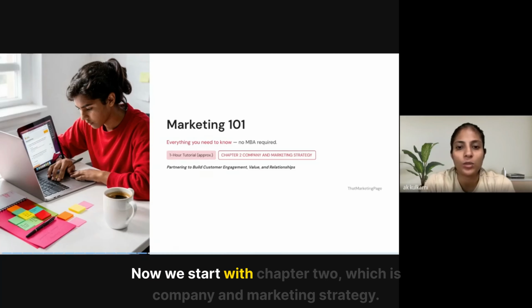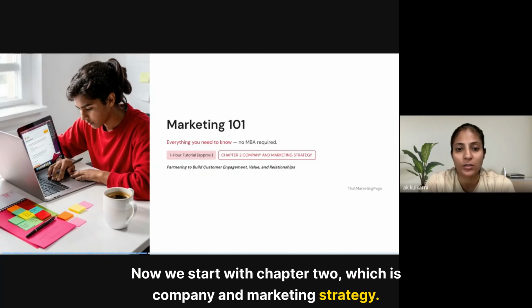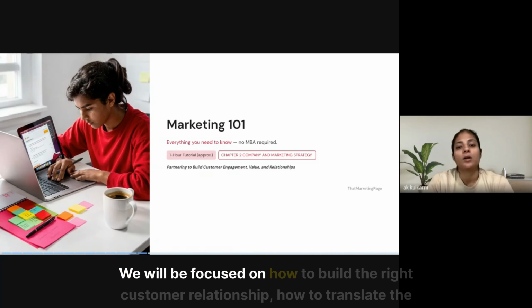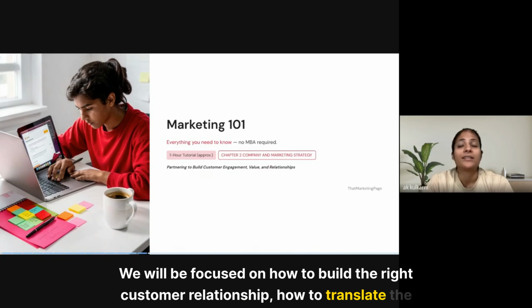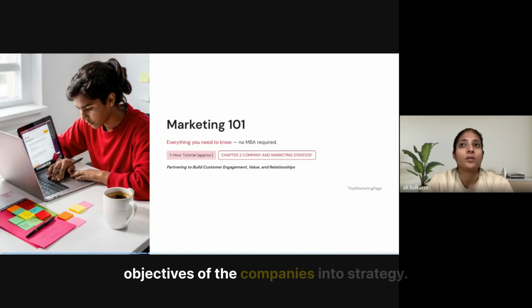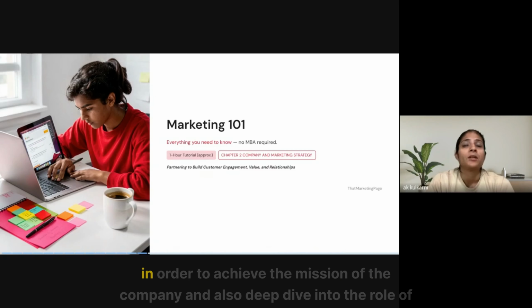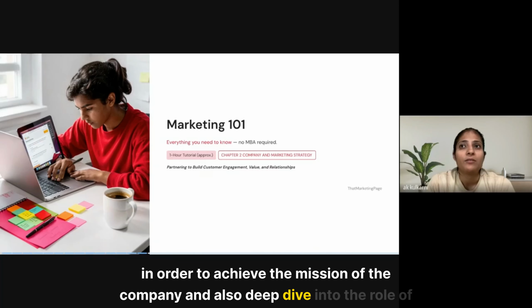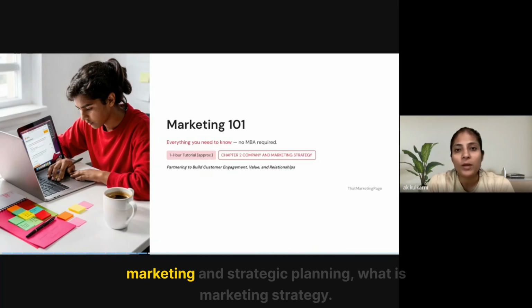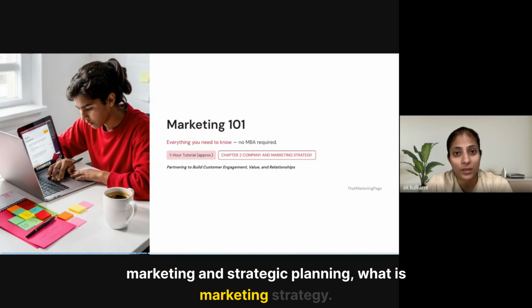Now we start with chapter 2, which is company and marketing strategy. We will be focused on how to build the right customer relationship, how to translate the objectives of the companies into strategy in order to achieve the mission of the company, and also deep dive into the role of marketing in strategic planning. What is marketing strategy?